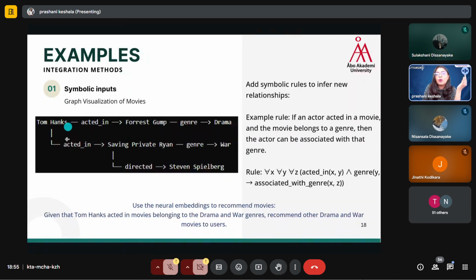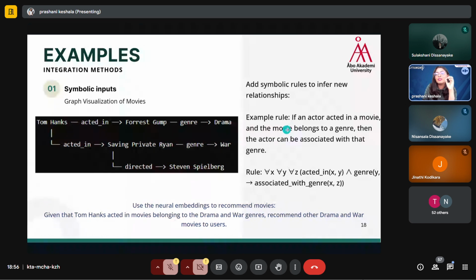So you can go on and create a really vast mapping, and the more rules, actually, the better, but this is a really simple one. And how you would explicitly explain this rule in programming, because now it's in a visual sense, is: if an actor acted in a movie and the movie belongs to the genre, then the actor can be associated with that genre. So that is the rule that I'm giving to the neural network.